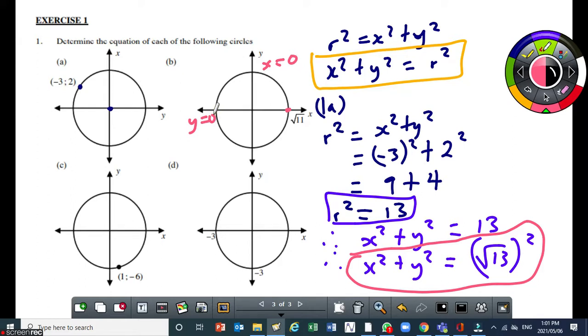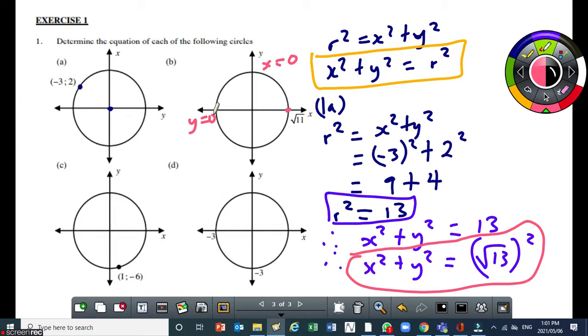You have to know that not only for analytical geometry, but even for your functions, and you have to know this. The x-axis is an equation, and that equation is y equal to 0. The y-axis is an equation, and that equation is x equal to 0. Okay? Make sure you know.